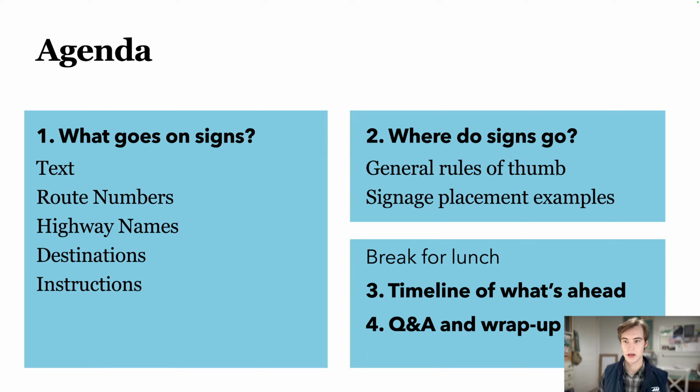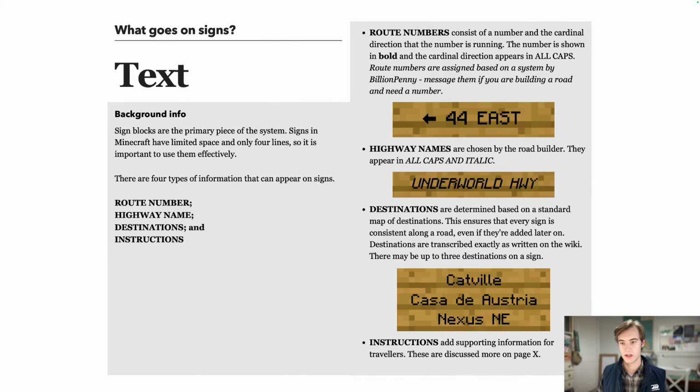So first of all, the basics of the signage system. This is a lot of text, but I'll run through it hopefully pretty concisely. There are four main pieces of text that go on our signs. We've got route numbers, highway names, destinations, and instructions. The route numbers, which I will talk more about in a minute, are the most important piece of information to go on the signs from a highway perspective. Every road will be assigned a route number. Most already have been, and there are a couple of different types of route numbers, but we'll talk about those in a minute.